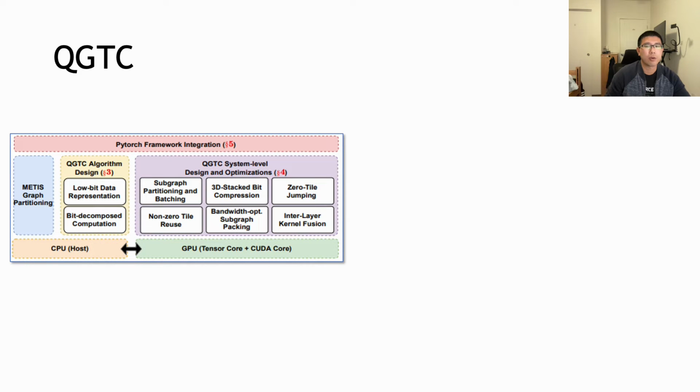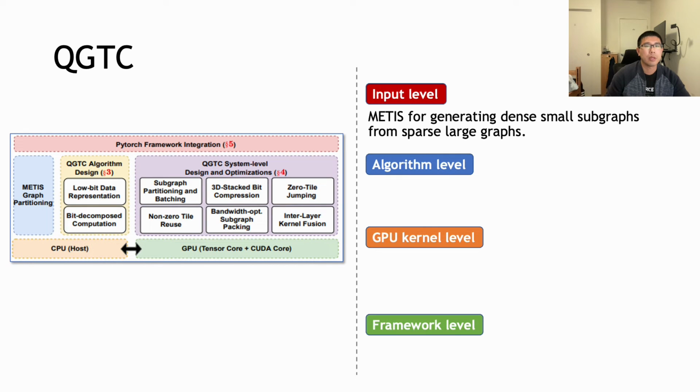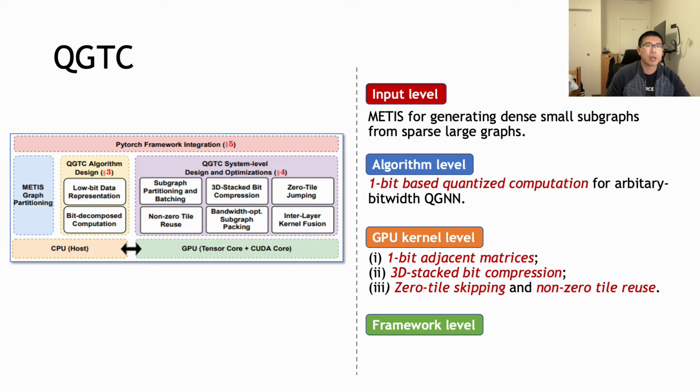To bridge this gap, we introduced our design, QGTC, which encompasses several components. At the first part, we do our work on the input level. We leverage methods for generating dense small subgraphs from sparse large graphs. At the algorithm level, we use 1-bit based quantized computation for arbitrary bit width QGNN computation. And further, at the GPU kernel level, we leverage the 1-bit adjacency matrix, 3D stack bit compression, zero-tile skipping, and non-zero tile reuse. And finally, we integrate our design with the PyTorch framework.